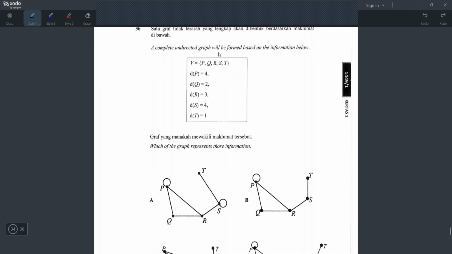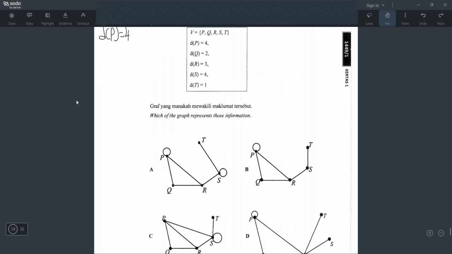36. A complete undirected graph will be formed based on the information below. So this is the vertices P, Q, R, S, T and these are the degrees of each vertex. Which of the graphs represents this information? What does it mean by D(P) equals 4? It means the degree of vertex P is 4. And what is degree? Degree means how many lines pass through this vertex. So if I say the degree of P is 4, it means there will be 4 lines that pass through P.